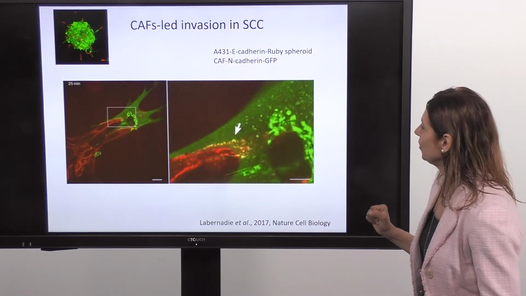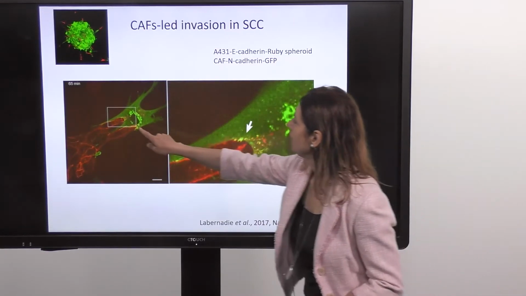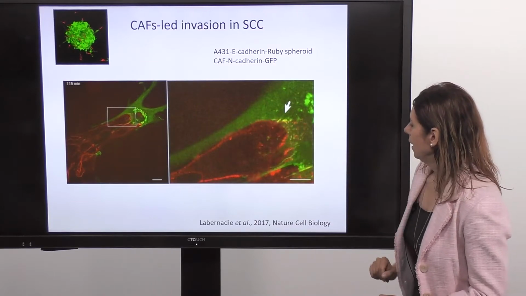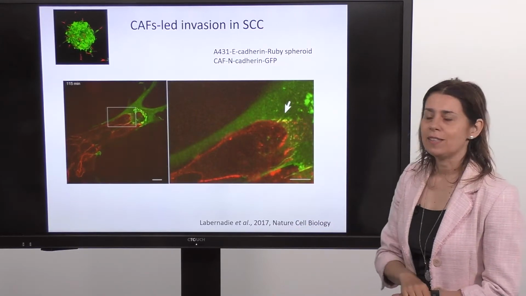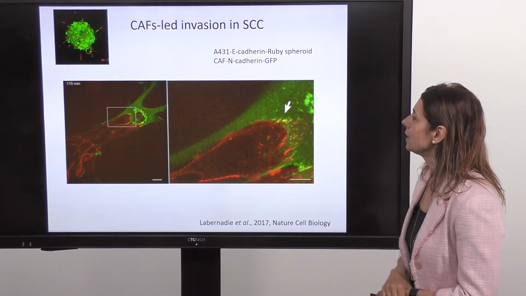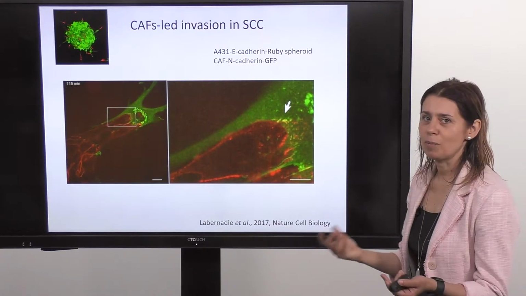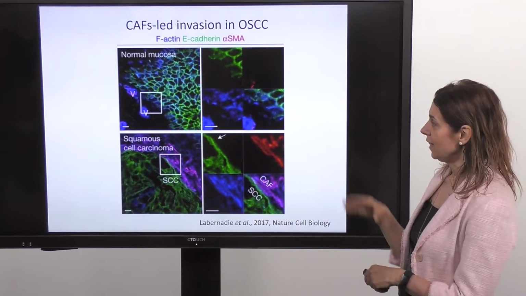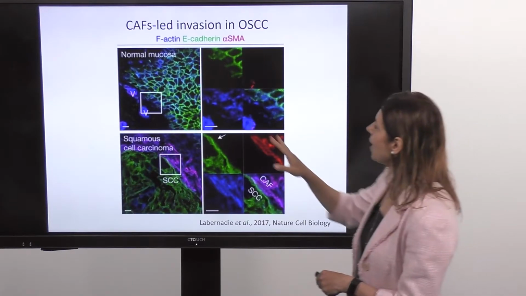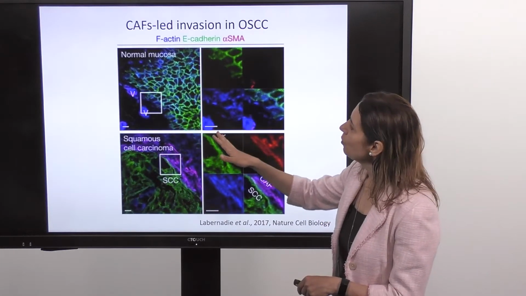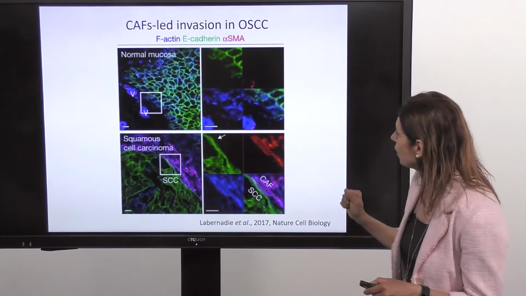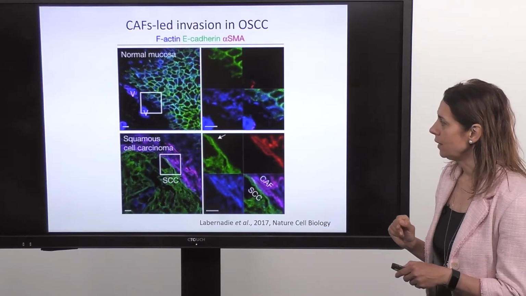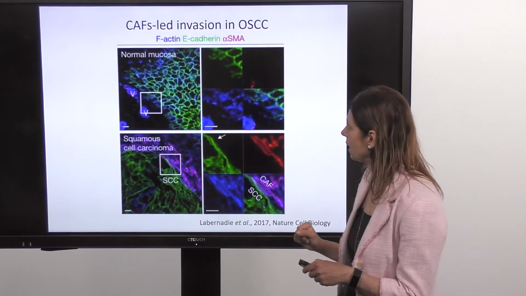And here you could see how the fibroblast is having these very close contacts here. And they have shown evidence that if you neutralize this interaction, then the fibroblasts don't manage to drag the cells anymore. And interestingly, in this paper, which is a collaboration with Eric Sahai, they show that in normal mucosa, you don't have these kind of interactions, but you have them in squamous cell carcinoma.